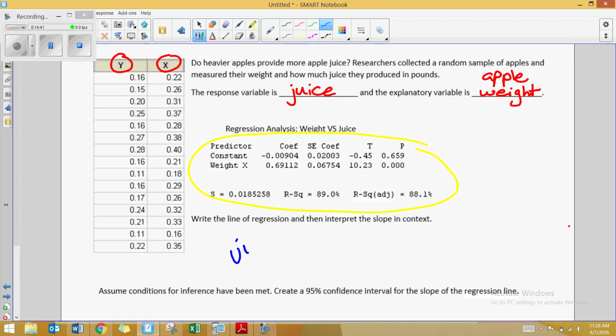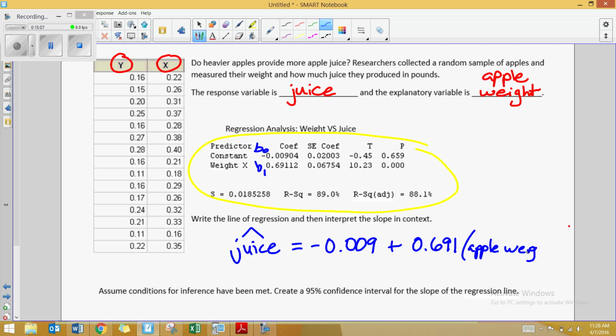So we're going to predict how much juice we'll get. And we've got our constant. This is our B naught, so that's going to be negative 0.009 plus our B1, which is going to be 0.691, and we're just going to multiply that times the apple's original weight.